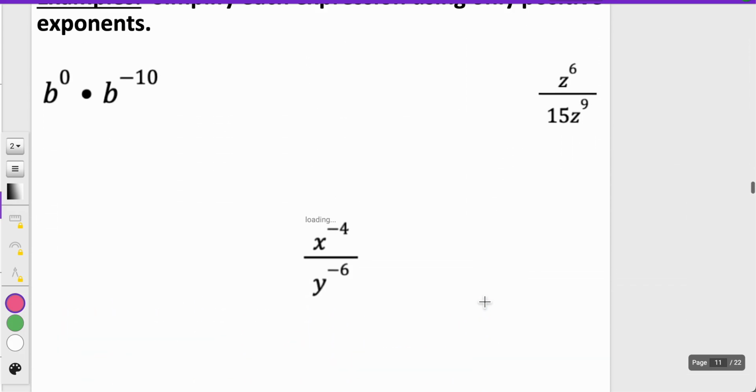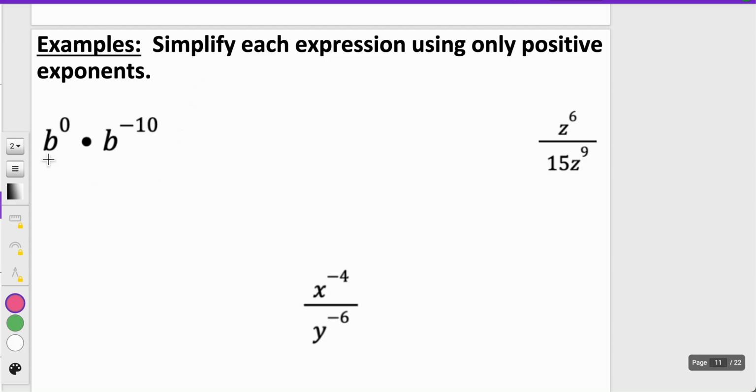And here's a few more before we end our lesson today. Again, with our 0 exponent, this is just equal to 1 times b to the negative 10th. b to the negative 10th could actually go on the bottom to make it a positive number, so I have 1 over b to the 10th.